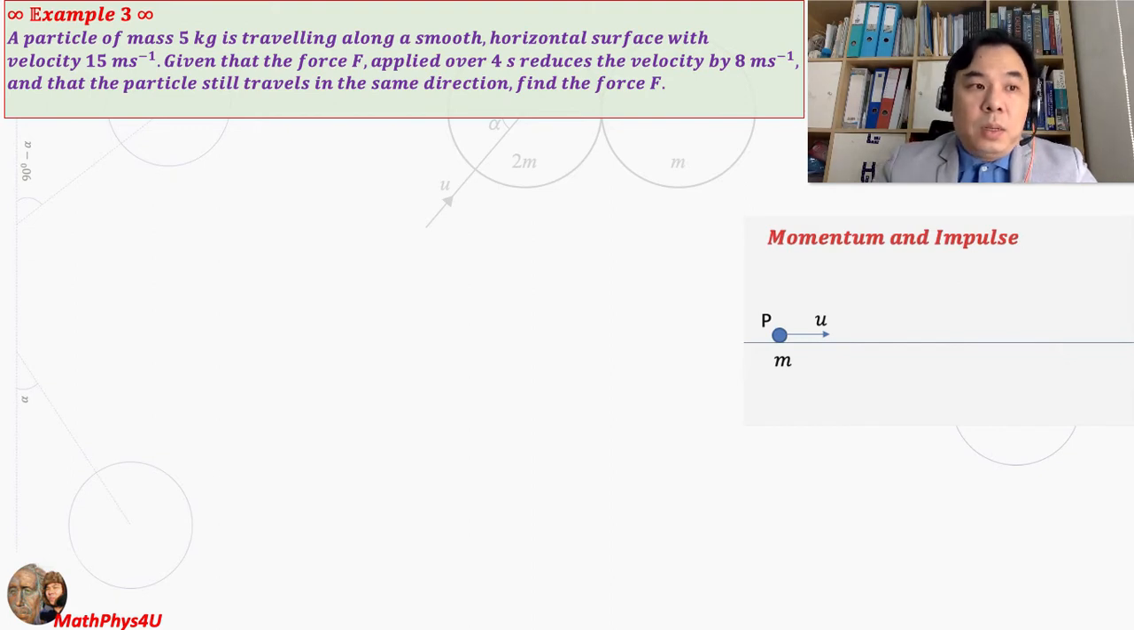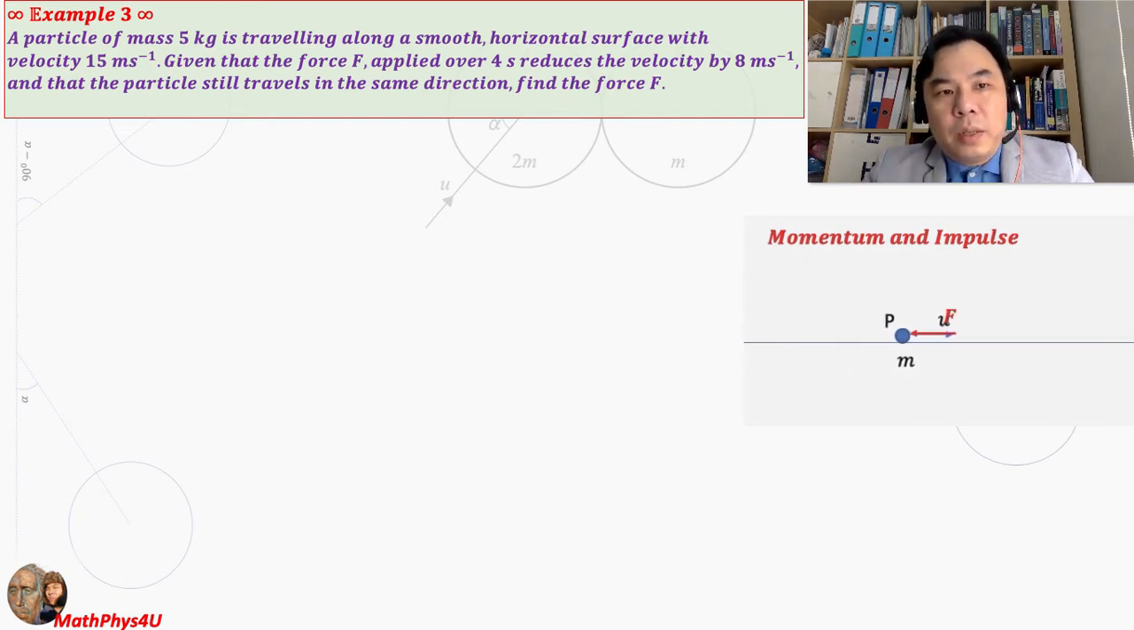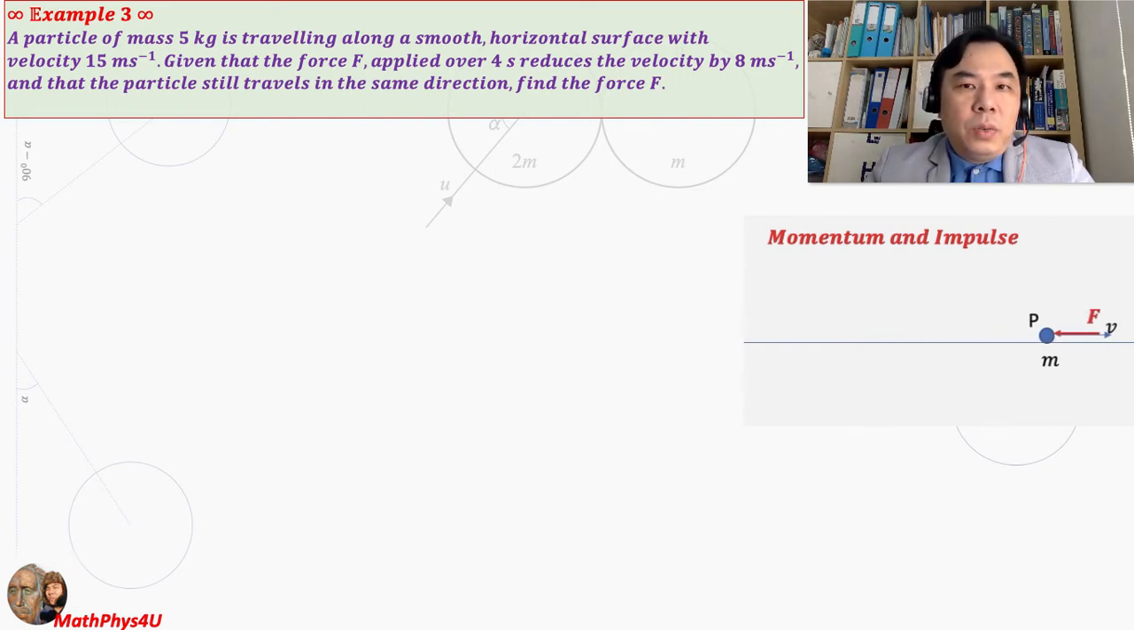Now before you start, we are going to do a bit of visualization here. Now let's look at how the behavior of the particle changes due to the introduction of the force. Now initially it's traveling at 15 meter per second, acted on by a force, and then its velocity reduces by 8 meter per second there.